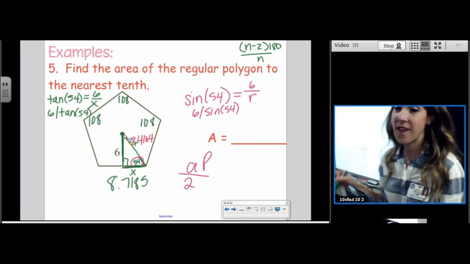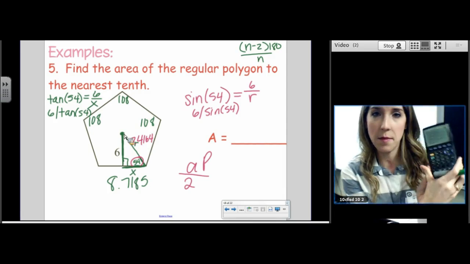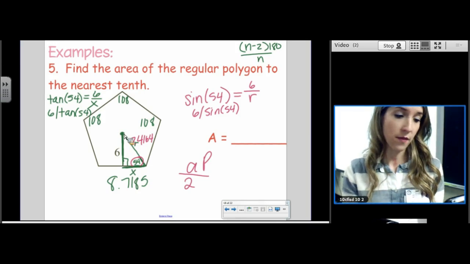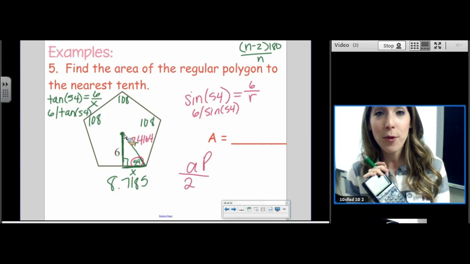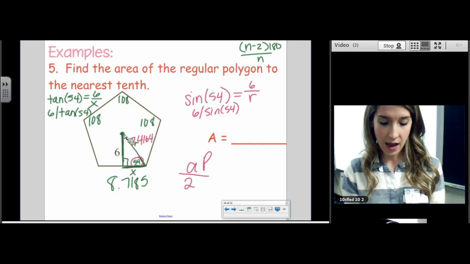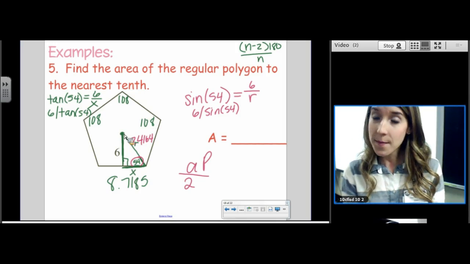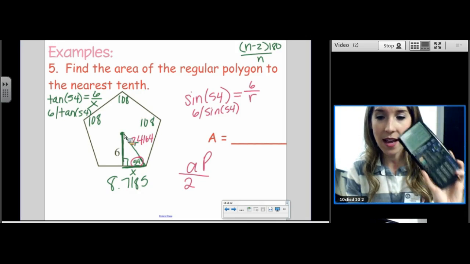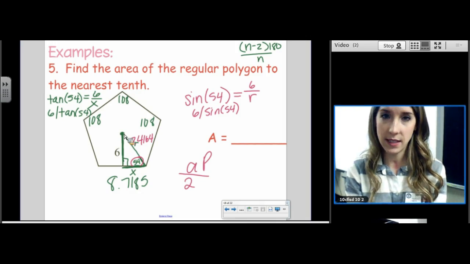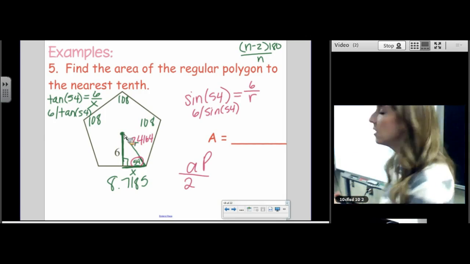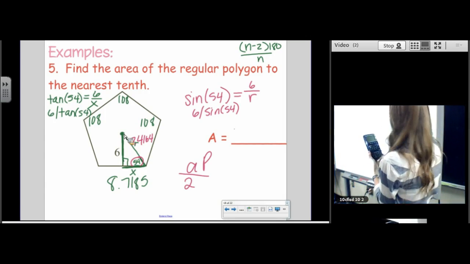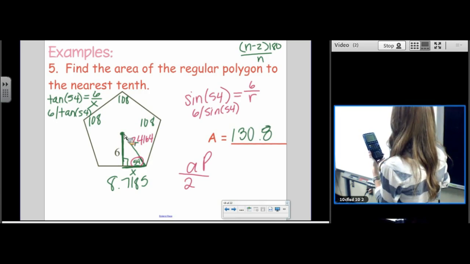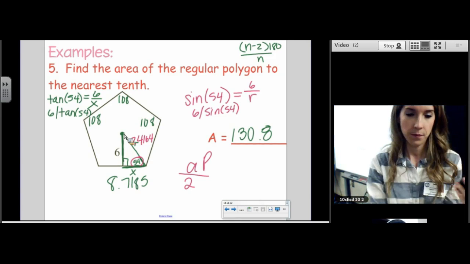Now, let's multiply it by 5 and find the perimeter. I'm keeping this all in my calculator. Times 5, 43.59255. Okay, now I have the perimeter. Now I'm going to do times 6, because that's the apothem, and then divided by 2. I didn't write anything down in between. I kept all of it in my calculator so it could be as exact as possible in the end. So, final answer, 130.8. Did y'all get the same thing?